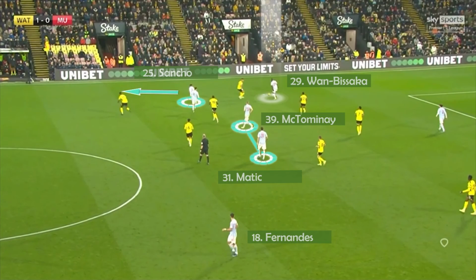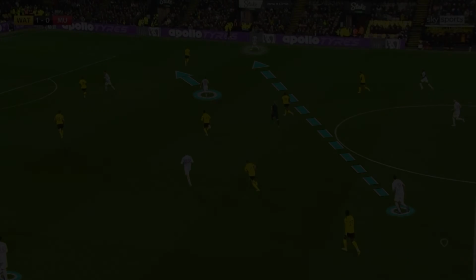And as advertised, Wan-Bissaka ends up on the right-hand side of the ball from McTominay, but he's being asked to do something which he finds difficult, which is play a dinked pass down the line. Sancho is a willing runner. He makes that option for him, which is the right thing for him to do to try and break out of this situation. But playing that sort of pass is not Wan-Bissaka's strength, and they end up losing the ball.